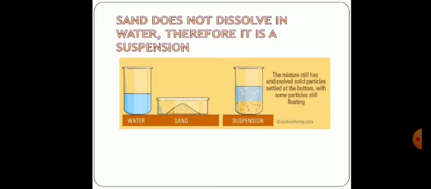Sand does not dissolve in water, therefore it is a suspension. We can take sand plus water, and together they form a suspension. You can see that the mixture still has undissolved solid particles settled at the bottom, with some particles still floating.